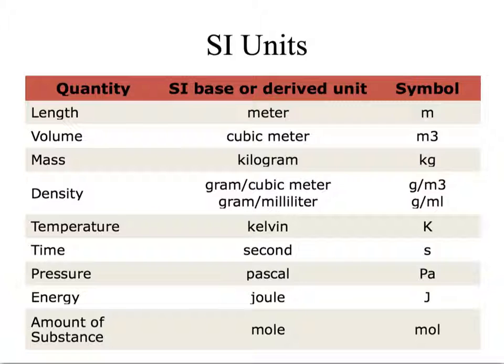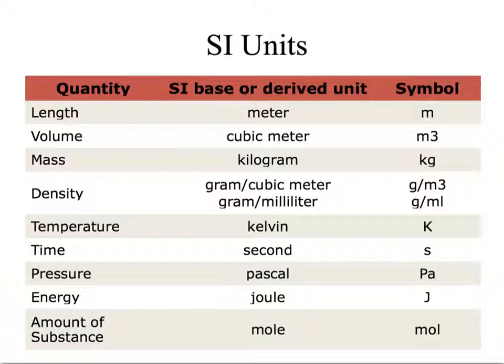Density, you could see gram per cubic meter or gram per milliliter. Temperature, the SI unit is Kelvin, but we're more familiar probably with Celsius degrees. All right, time we'll measure with seconds. Now these are just base units. We can put prefixes in front if we need to.